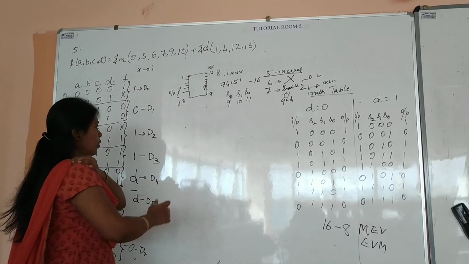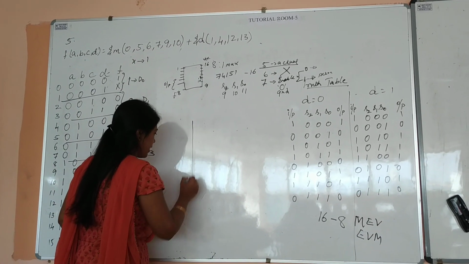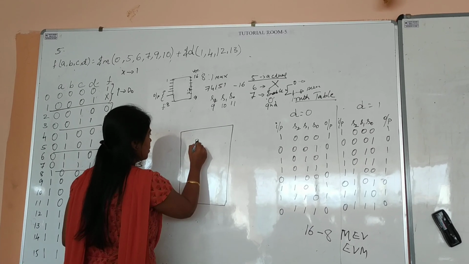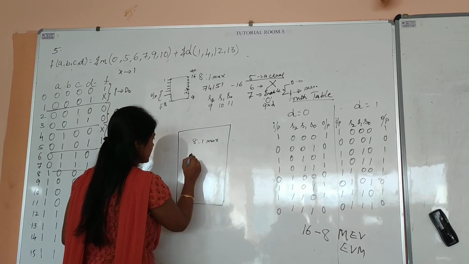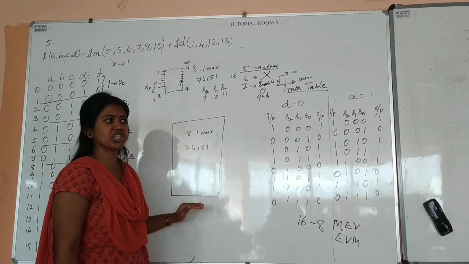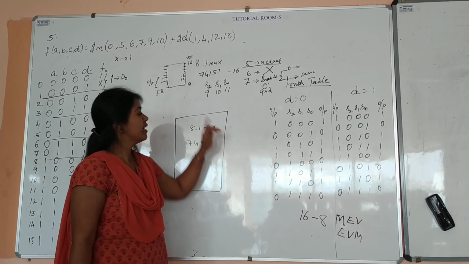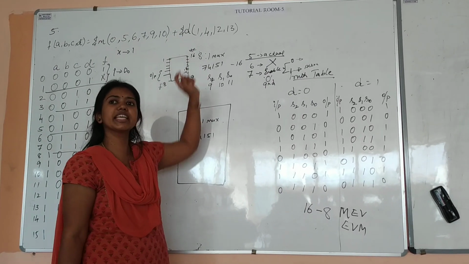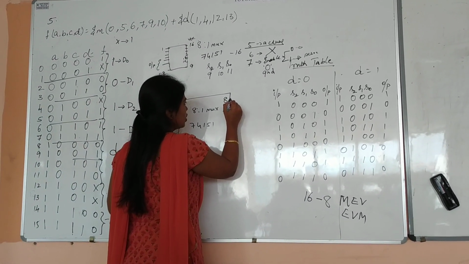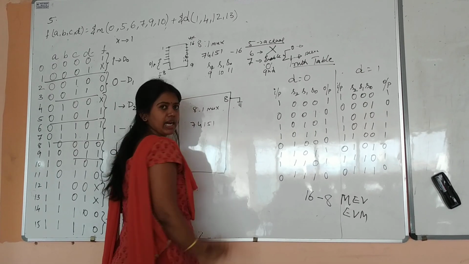Okay, so now let us write the circuit diagram. You need to write like this. You need to name this: 8:1 Mux IC, the number is 74151. Let us make the common connection which doesn't vary with any of the given expression. For that, pin number 8 you will connect to ground.